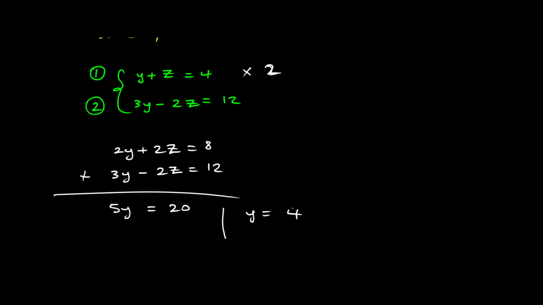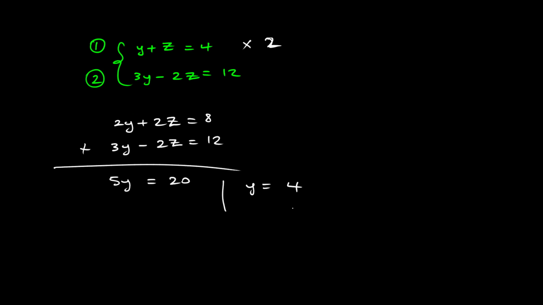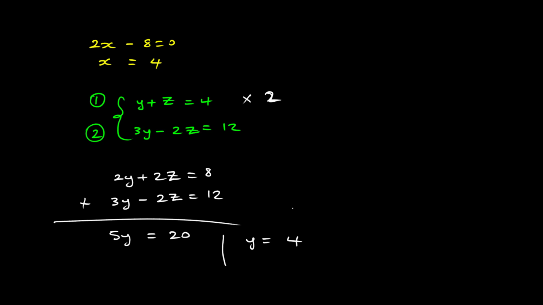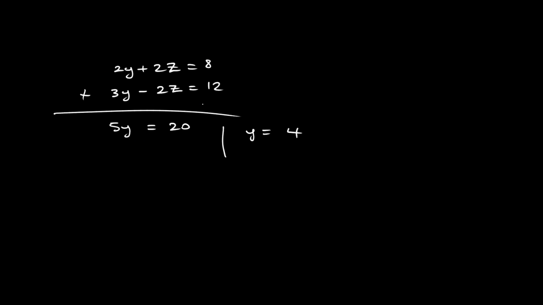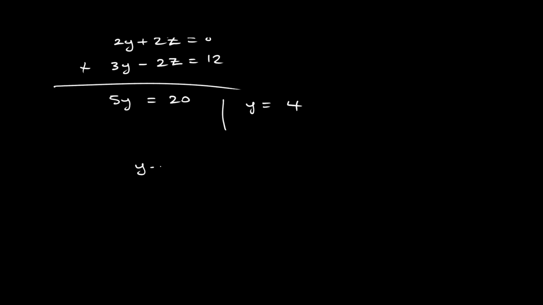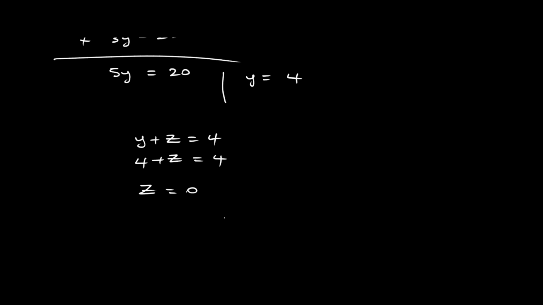All right, great. So when y is equal to 4, we could just use a direct substitution in any one of these equations to solve for z. So as we can see here, y + z = 4, and when y is equal to 4, 4 + z = 4. So that would mean z is equal to 0.